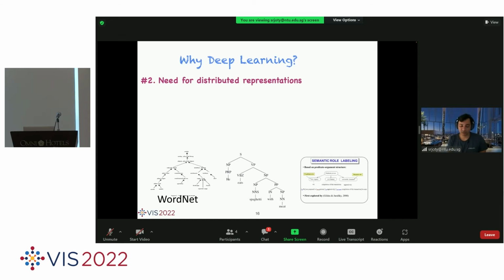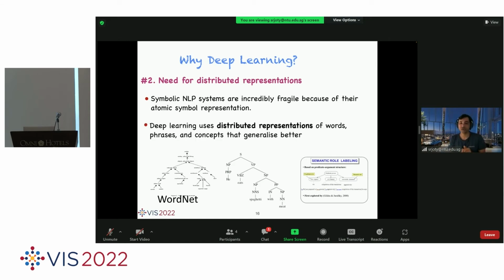The second reason is that we need distributed or dense representation. Symbolic NLP systems turn out to be incredibly fragile because of their atomic symbolic representation. So traditionally, we have been working on word tokens, but it turns out that these models don't generalize well. We will see that the distributed or vector representation of words, phrases, or sentences allows us to generalize better when we look at how the model performs on unseen data.